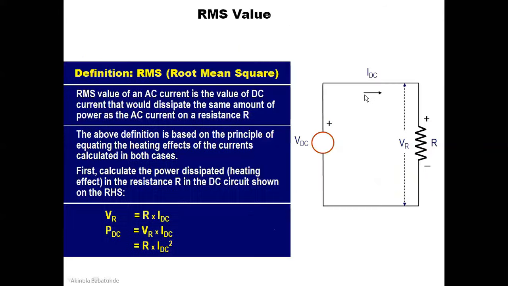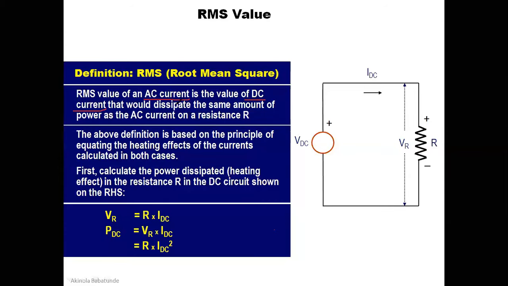So now we will briefly talk about RMS values. RMS means root mean square. Okay, the root mean square value of an AC current is the value of DC current that will dissipate the same amount of power as the AC current on a resistance.